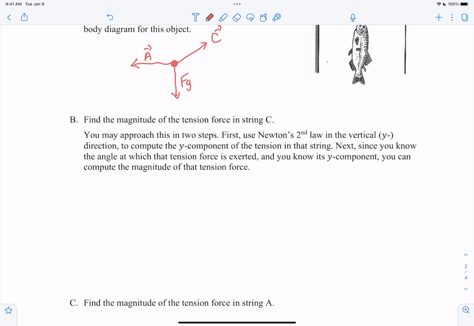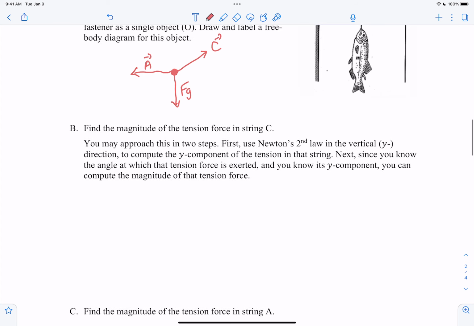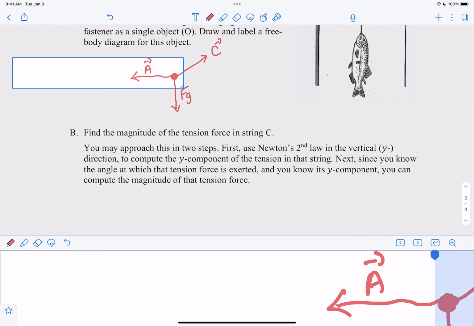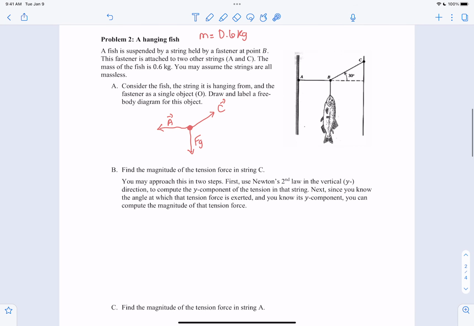For part B, it says find the magnitude of the tension force in string C. It says you may approach this in 2 steps. First, use Newton's second law in the vertical y direction to compute the y component of the tension in that string. Next, since you know the angle at which the tension force is exerted and know its y component, you can compute the magnitude of the tension force.